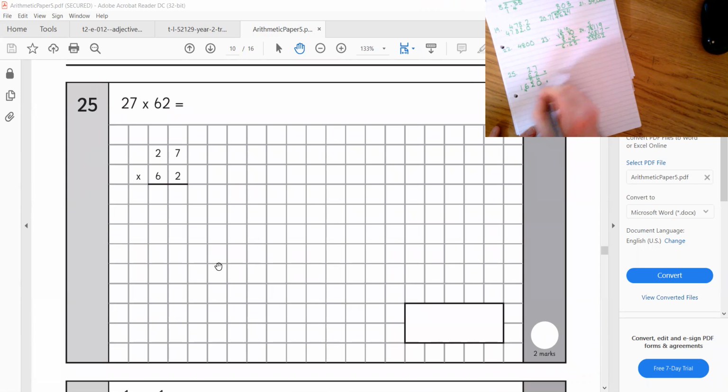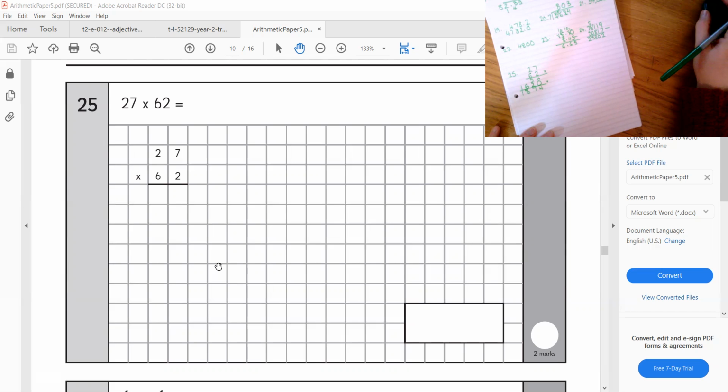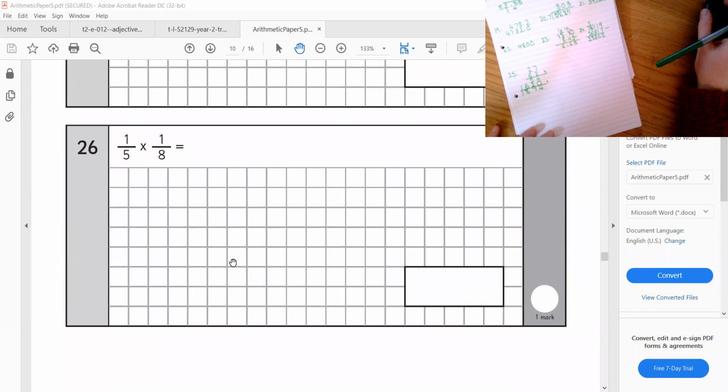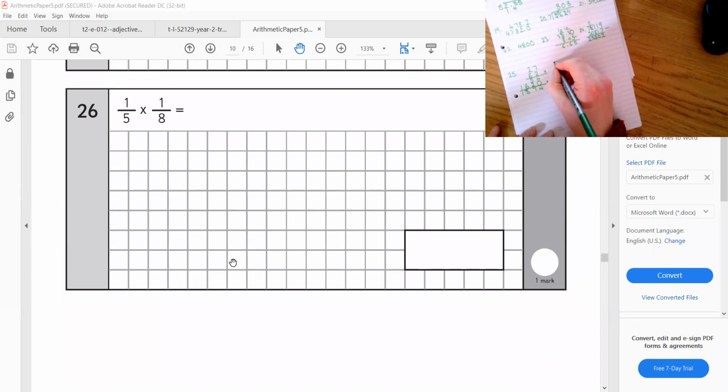Now I just need to add those answers together, and I will end up with the full answer. So 5, 6, 7, 6, 1, 1, 6, 7, 4 is what you should have ended up with. Okay, I've done the right numbers. Yeah, I have. Right, oh, times in fractions. It looks difficult. It is ridiculously easy. 1 times 8. There we go. So 1 times 1 is 1, and then 5 times 8 is 40. 1/40th is what we've got there.